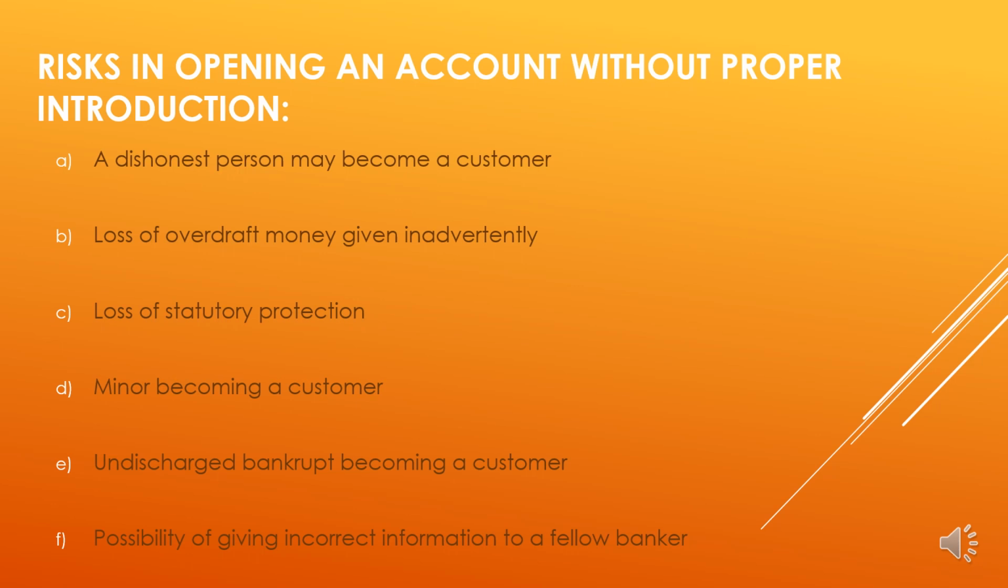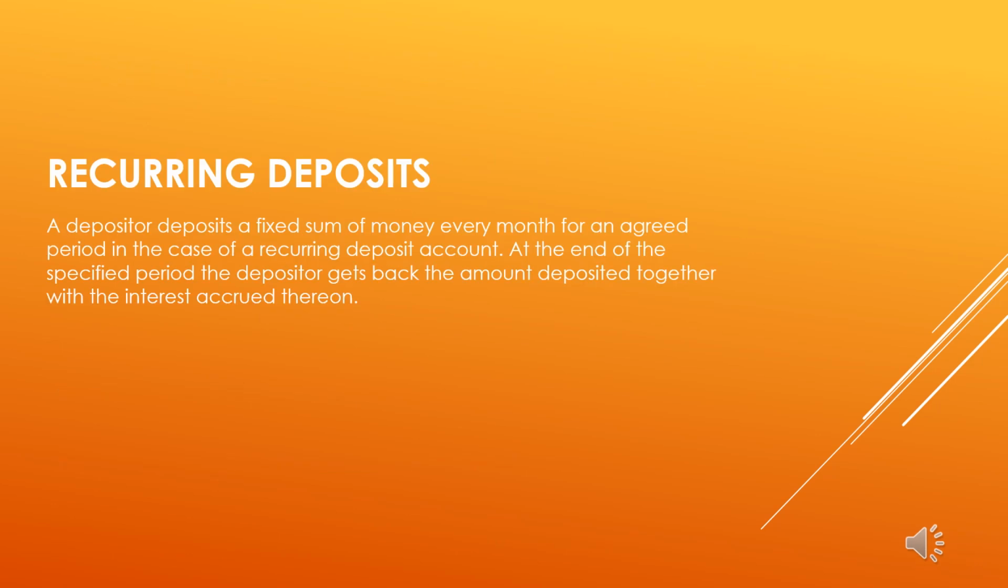without the letter of introduction. The next type of deposit we are discussing is recurring deposits. Recurring deposit is also known as cumulative deposit. This is actually a combination of both savings account as well as fixed deposit accounts. A depositor here deposits a fixed sum of money every month for an agreed period, and at the end of the specified period, the depositor gets back the complete amount together with interest. This interest is provided on a compound basis.